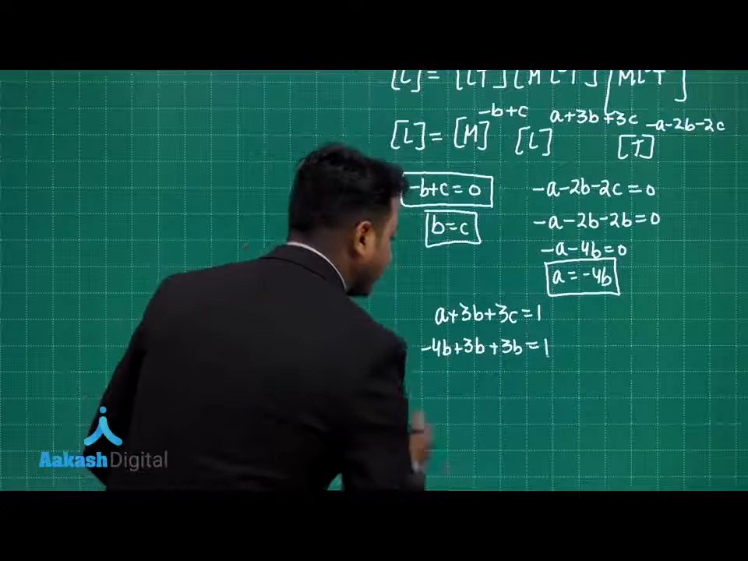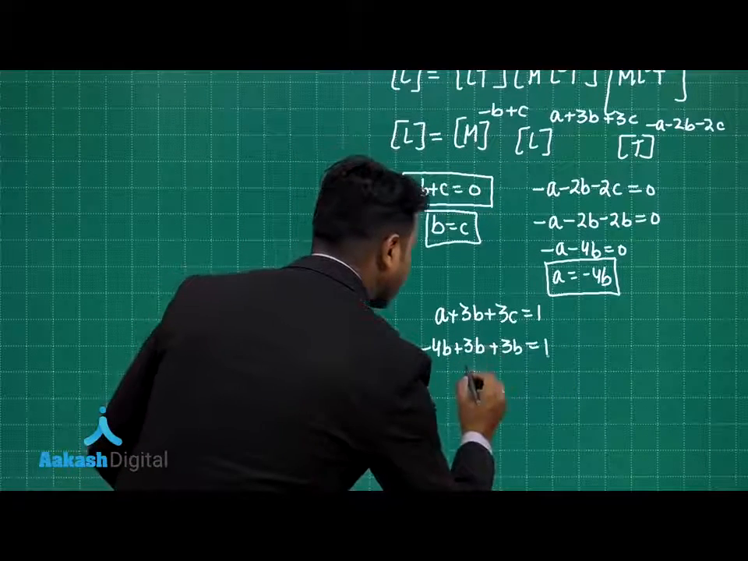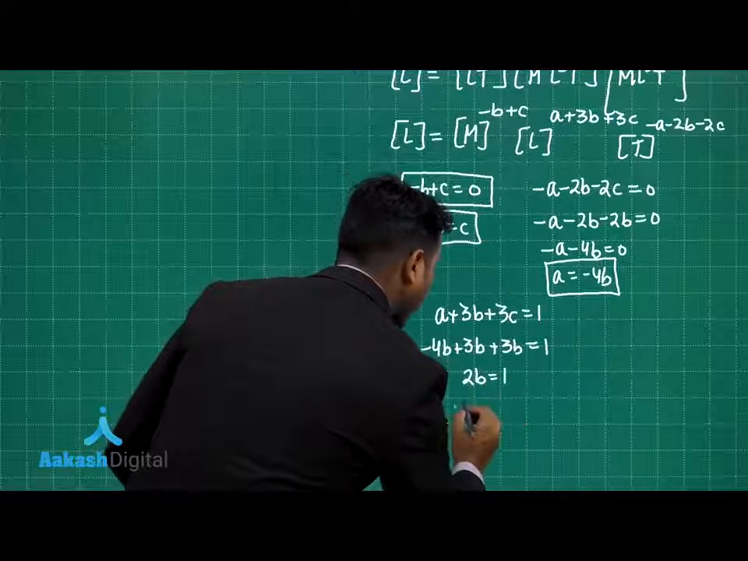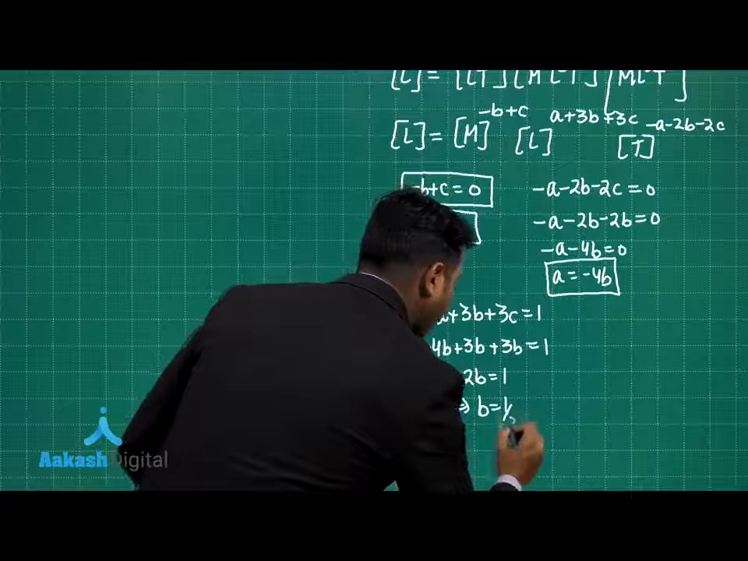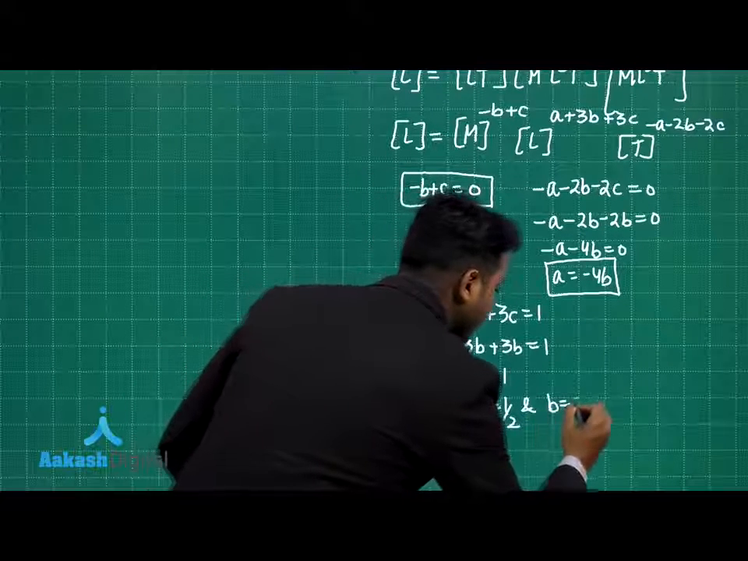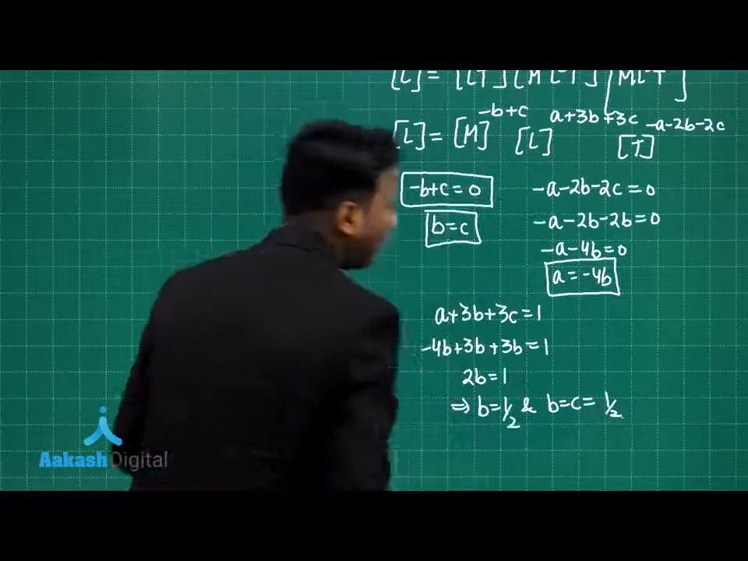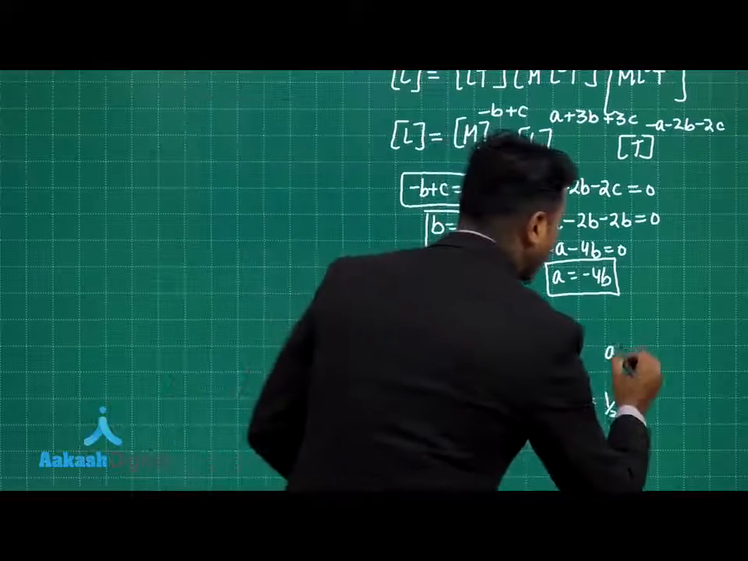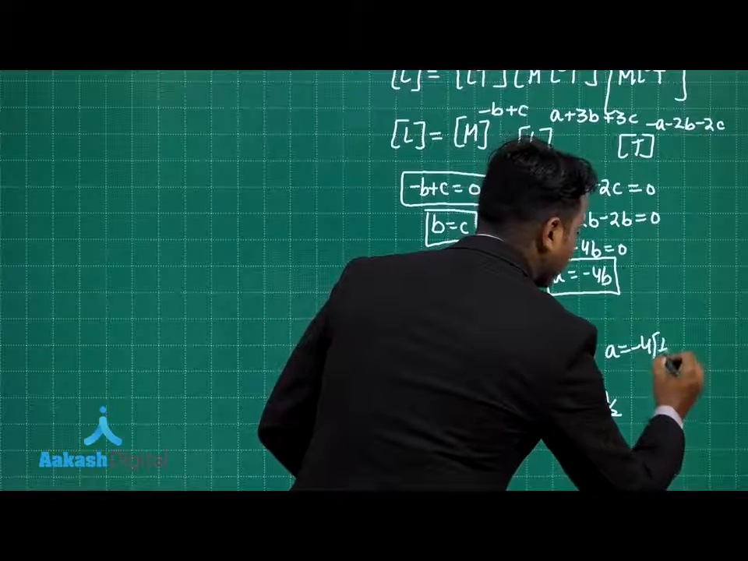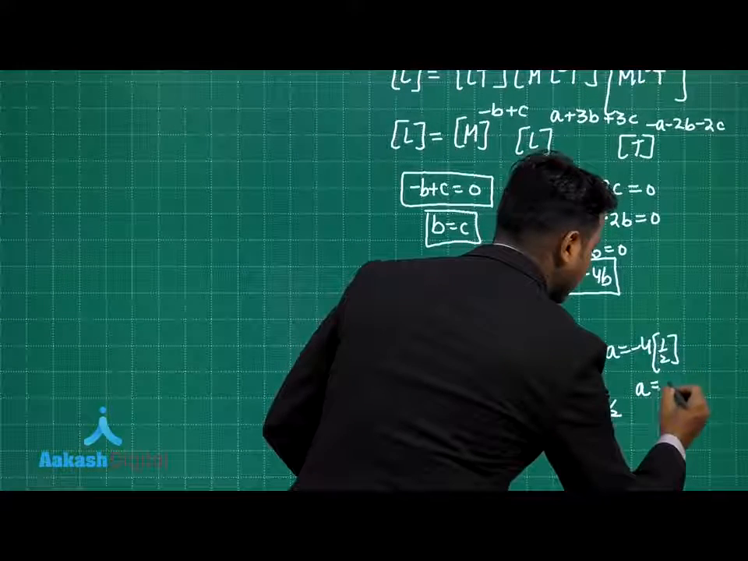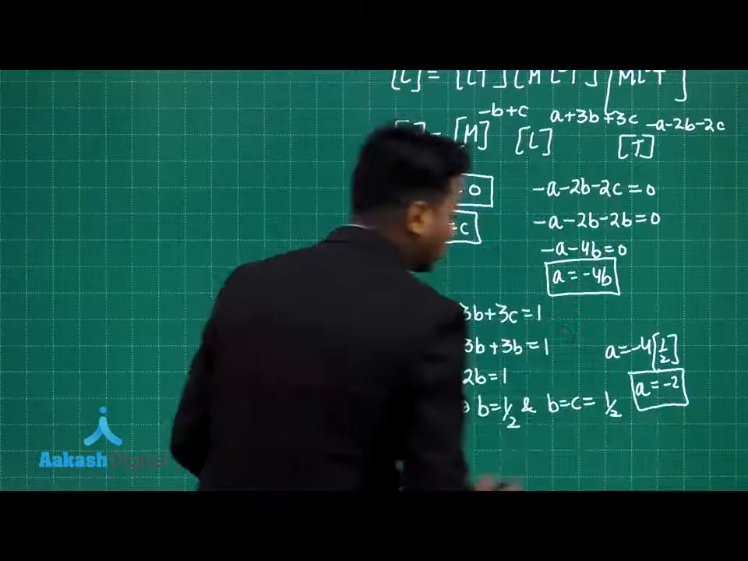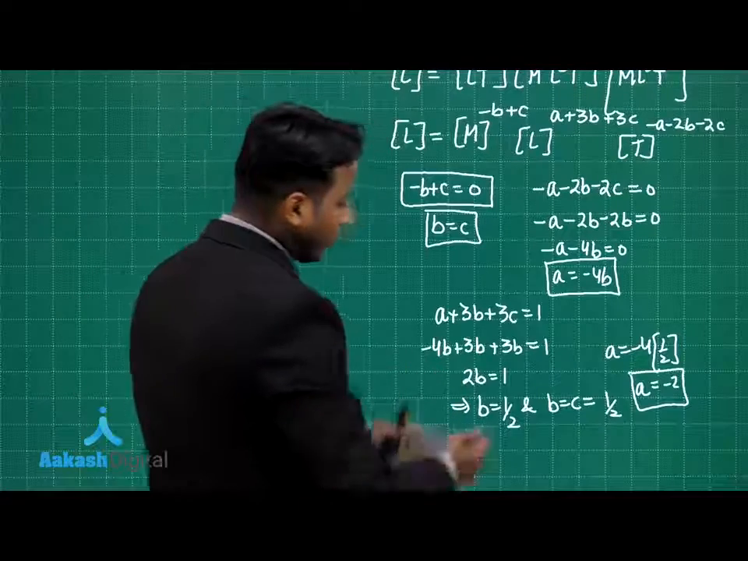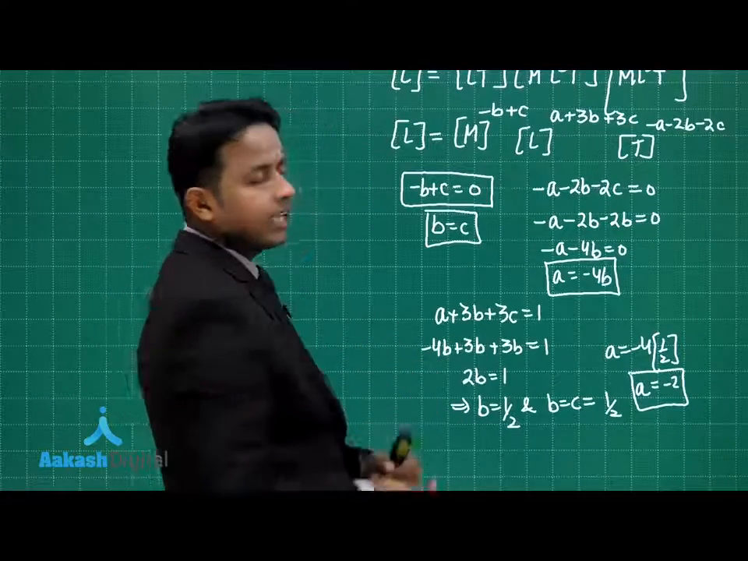So simply this will give me minus 4b plus 6b, that is 2b is equal to 1, which will give me b value as half, and since b is equal to c, that is also half, and a value can be written as minus 4 times half, so a is equal to minus 2. So we have a as minus 2, b as half, and c as half.